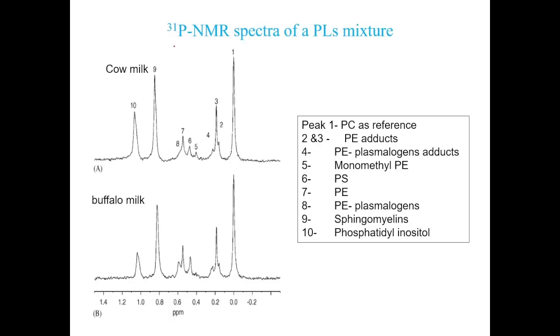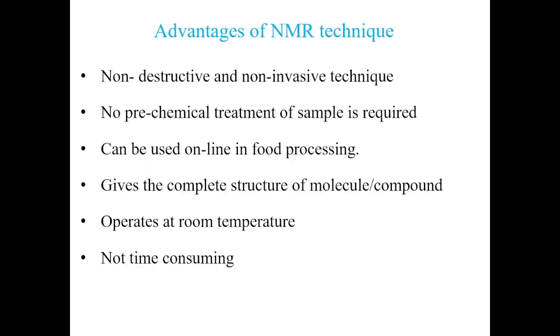So here is the P31 NMR spectra of the phospholipid mixture in cow milk and buffalo milk. We can see the peaks of phosphatidylserine, phosphatidylethanolamine, plasmalogens, sphingomyelins, phosphatidylinositol. All these peaks can be observed in the spectra of cow milk and buffalo milk from the phospholipid mixture isolated from the same.